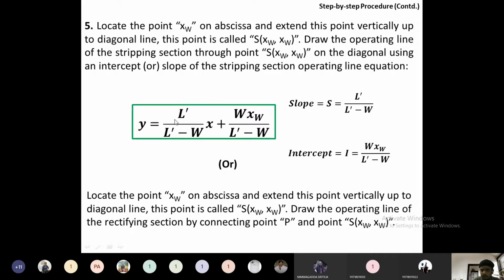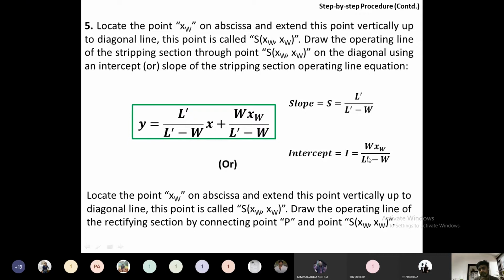But you don't have to use this equation. If you want to use it, you have to once again calculate the slopes and intercepts. See here, the L dash value is there, and calculating that L dash value is a huge task, because in each and every plate we have to perform the material balance. Whereas the outer parameters W, xW you can calculate easily, because they are overall column parameters. But L dash is only a section parameter. L dash is for the stripping section and L is for the enriching section.